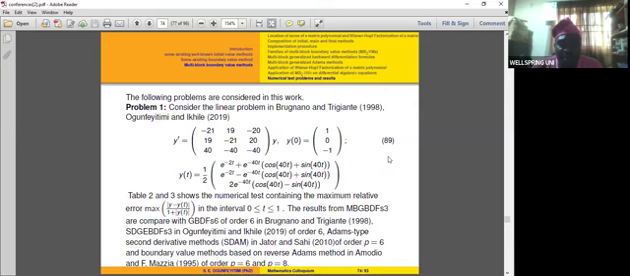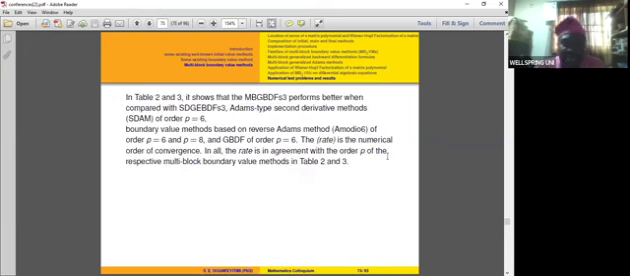Then we apply the method on some problems. We have Bourgain and Tigante in equation 89. So we solve this with the maximum relative error given in the interval of 0 and 1. The result of multi-block generalized BDF was compared with generalized BDF. We try to compare with the same order. We compare with Jato and Shai 2010. We compare with Adams method in Amodio and Mazzia 1995 to order 6 and 8.